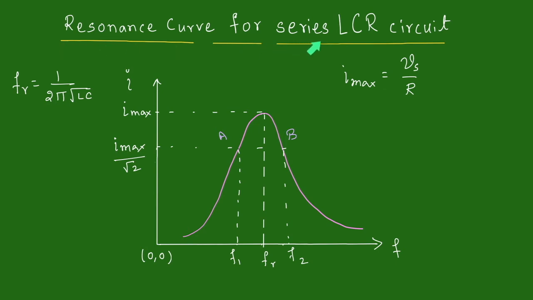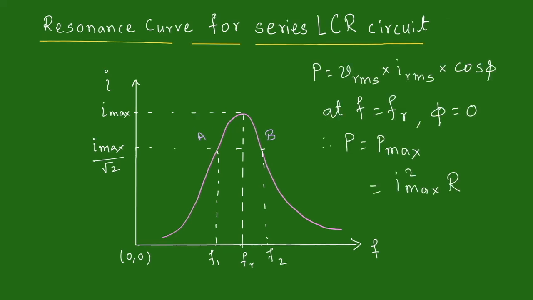Resonance curve for series LCR circuit is a graph of current in the circuit versus frequency of the applied signal. At the frequency of applied signal equal to Fr, which is decided by the inductance and capacitance value in the circuit, we find that current in the circuit is maximum, that is equal to Vs upon R. The two frequencies corresponding to the points A and B at which the current has dropped to I maximum upon root 2 are called the two cutoff frequencies of the resonance curve. The 2 points A and B are called half power points.